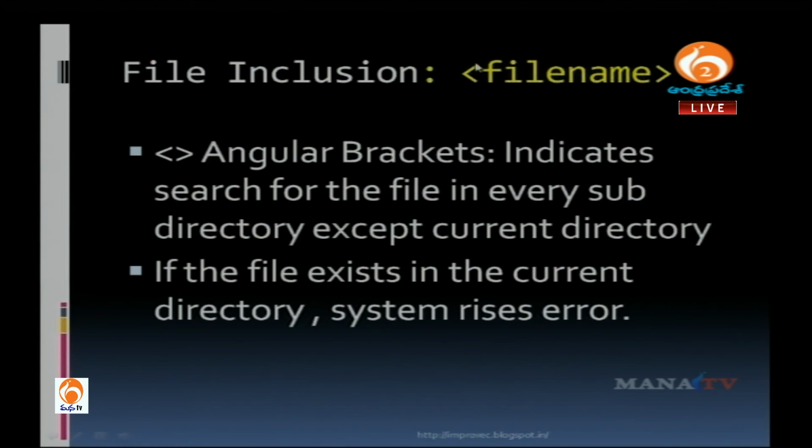Whenever you are using angular brackets, it won't search in the current directory. So if stdio.h is available in the current directory, then it leads to an error, though we are writing the header file here, because it won't search in the current directory. That is the meaning of angular brackets: it indicates search for the file in every subdirectory.